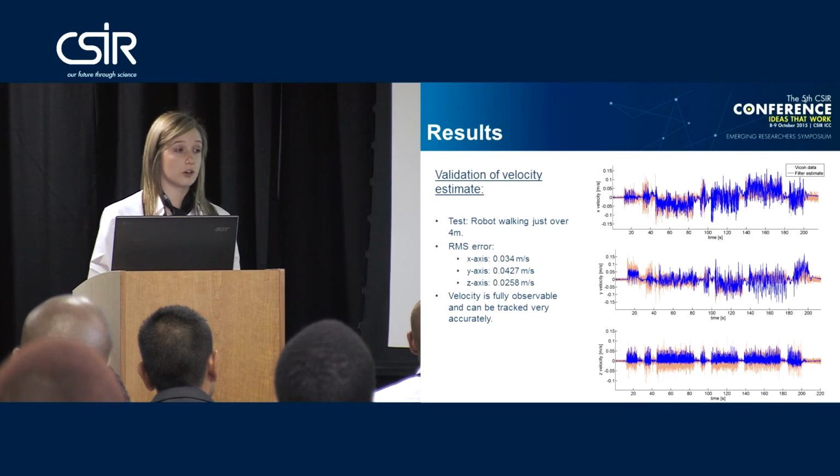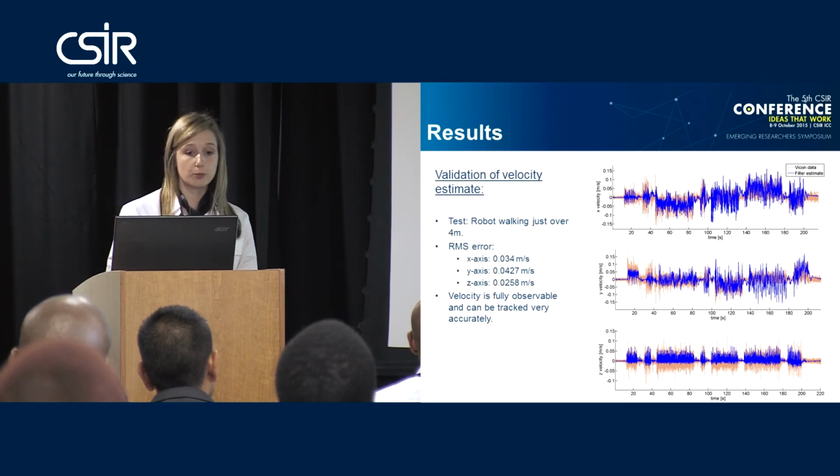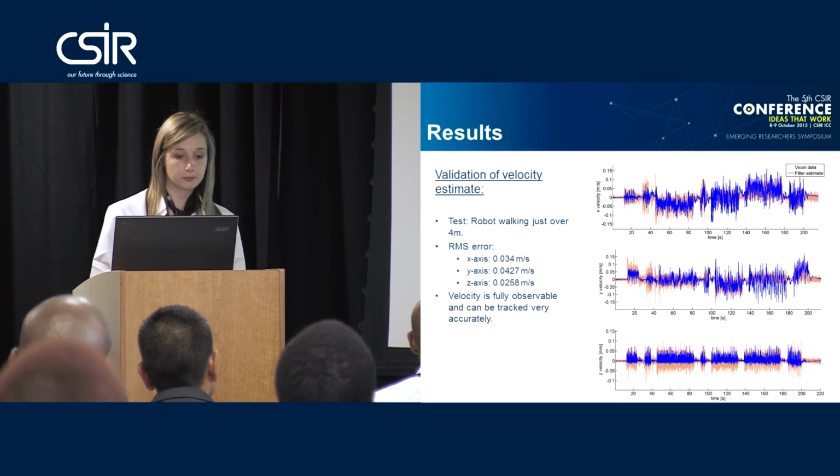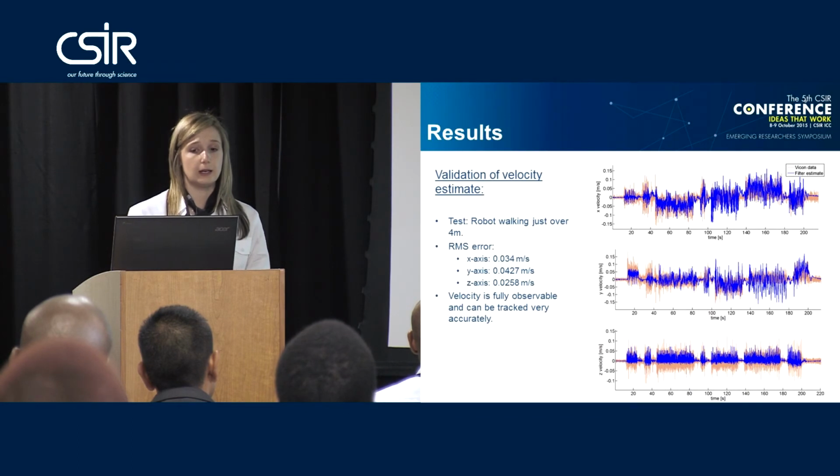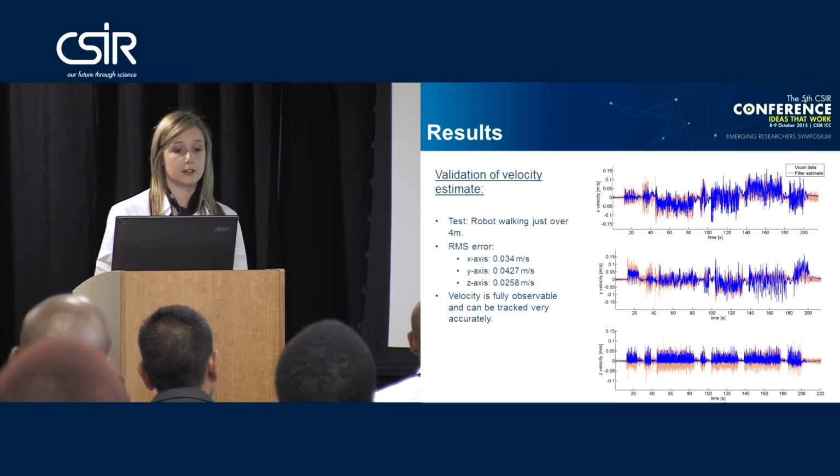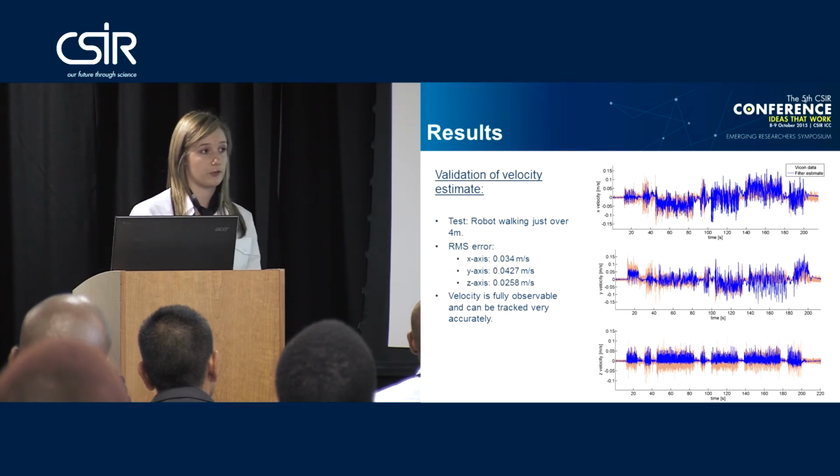Lastly, the velocity of the robot was tested. Here the robot walked just over 4 meters, and again very accurate estimation was observed. This is due to the velocity being fully observable, with the RMS errors not exceeding 0.04 meters per second.